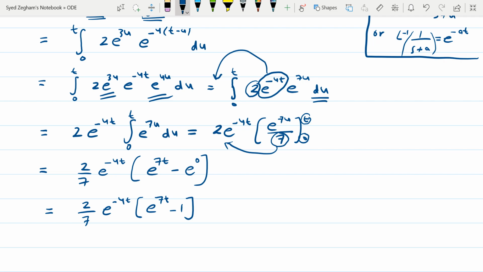So this is how we find the inverse Laplace transform using convolution.